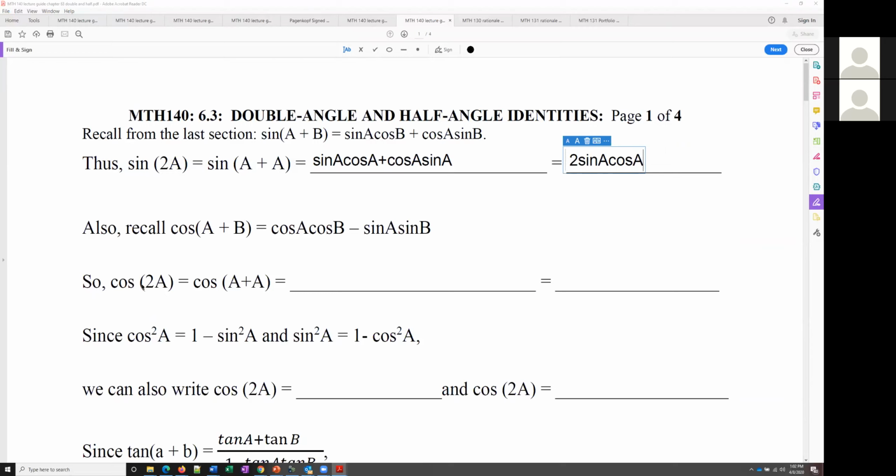Next, we're going to look at the cosine of 2A. So we've got the formula for the cosine of angle A plus B, and we're going to use that to help us figure out the cosine of 2A. The cosine of 2A is the cosine of A plus A, so both angles will be A. So we get the cosine of A times the cosine of A minus the sine of A times the sine of A. So we can write that as the cosine squared of A minus the sine squared of A. Does that make sense? Okay, so now we have a formula for cosine of 2A.